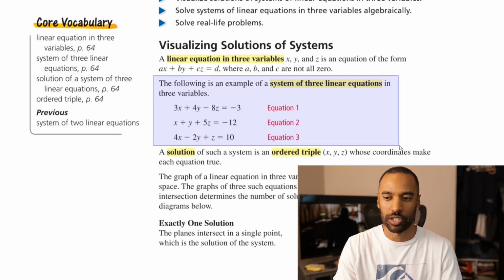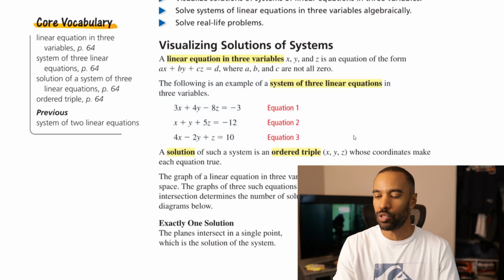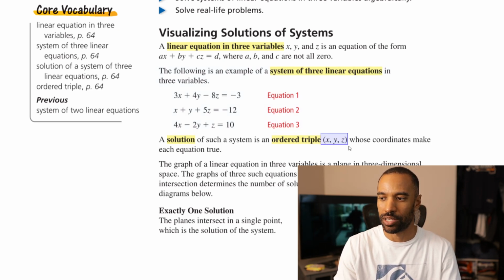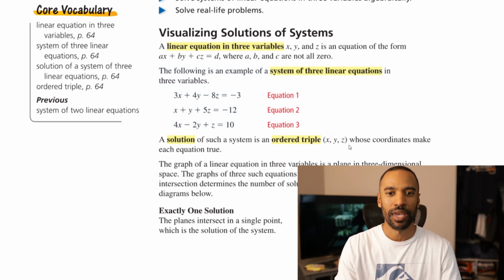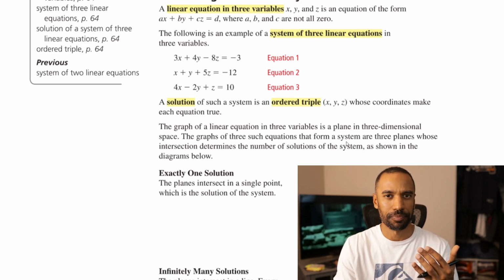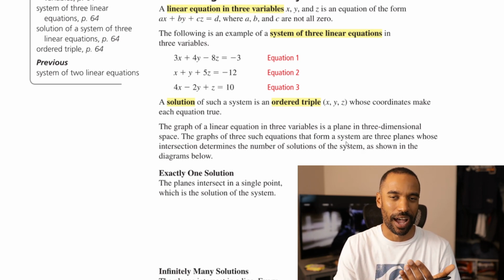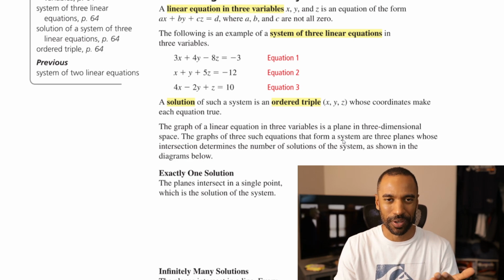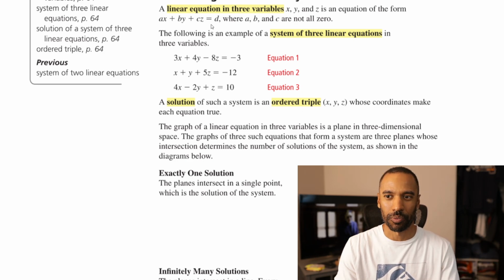So with this system, we want to try and solve for x, y, and z. The solution to the system is an ordered triple, x, y, z, whose coordinates make each equation true. Now, we're not doing 3D graphs. I shouldn't say we're not. I don't know if we are. I don't anticipate we're doing 3D graphs, and so you probably don't really know what that looks like.